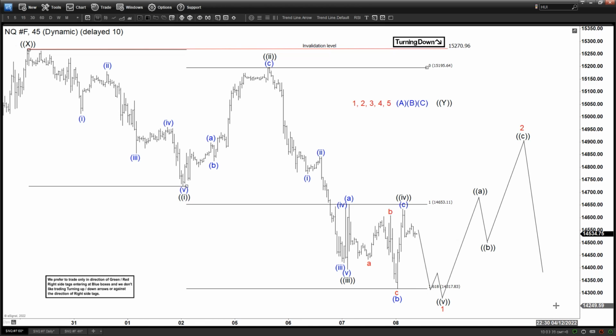Well, the message is very simple, because there is what looks to be an impulsive move from 1570. So the simple message is, as long as the rally stays below 1570, we should see further downside again in the Nasdaq. Okay, so that is the message.